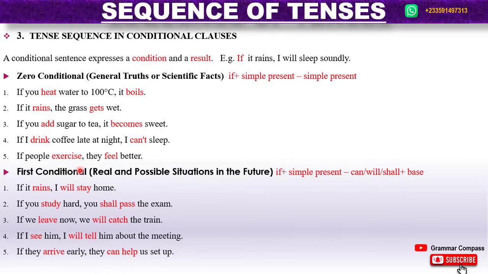That is the first conditional or type 1. This describes possible situations or real situations in the future. The verb form in the if clause is going to be if and then the simple present. For example, if it rains, if you study, if we leave, if I see, if they arrive. So if and the simple present. If you have that, then the verb form that should occur in the main clause should be either can, will, or shall, and then the base form of the verb.